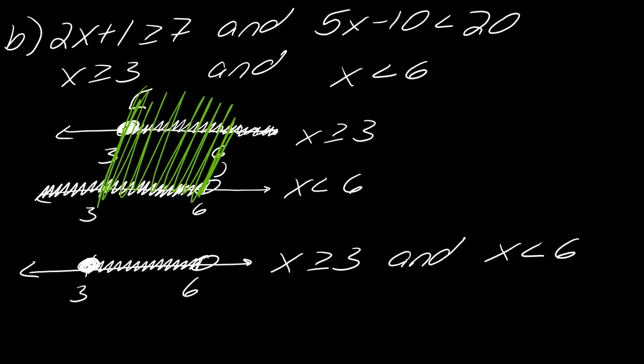And then for my interval notation, I start at 3, which gets a square bracket because 3 is included. And then I go all the way to 6, and it gets a round bracket. 6 is not included. So there you go.